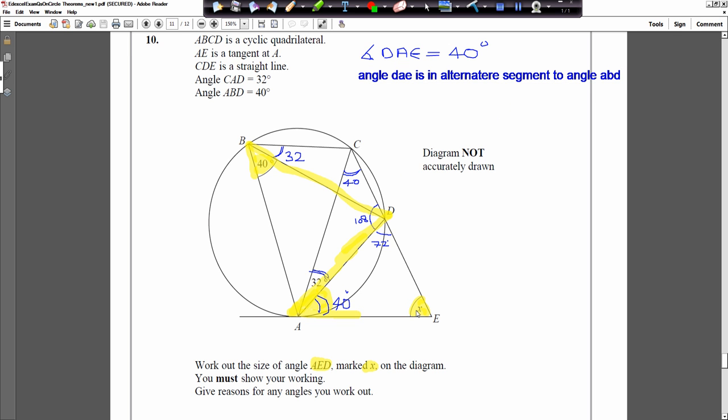Now, what is x going to be? According to the calculation that we have here, what is x going to be? So x is equal to what? 180 minus 72 minus 40. That's right. But before we go, how do we get to all these?